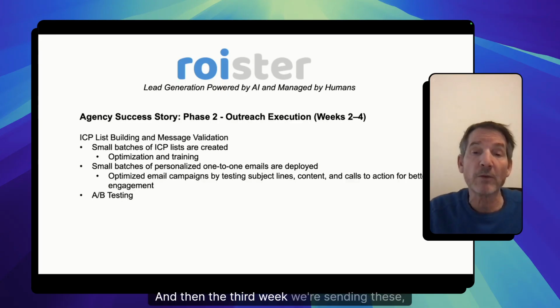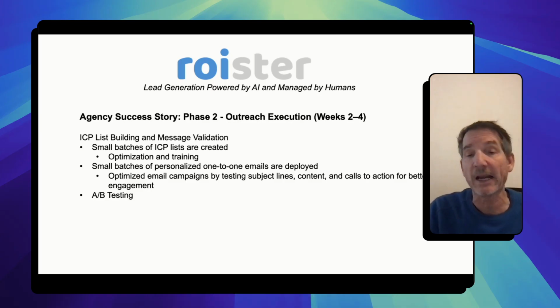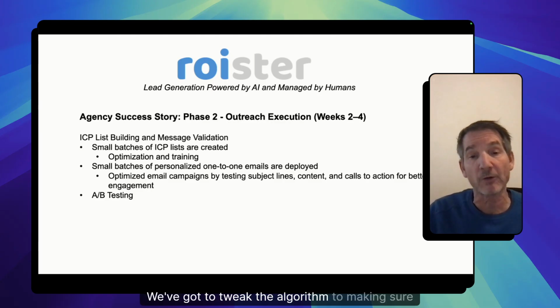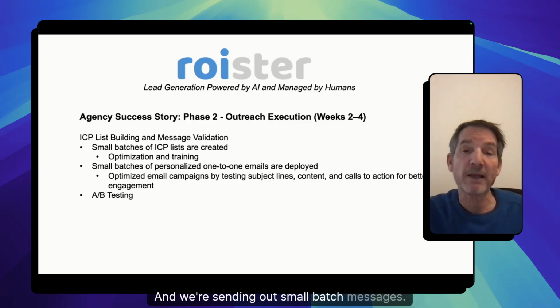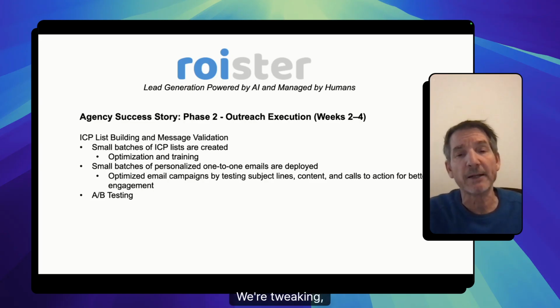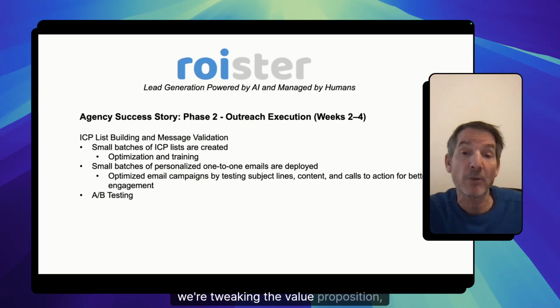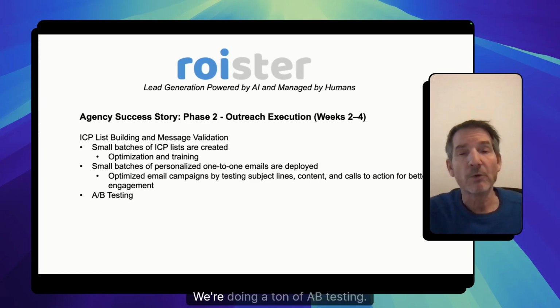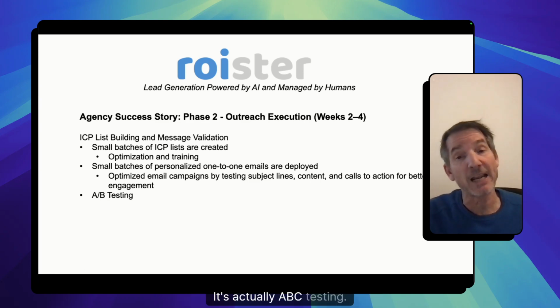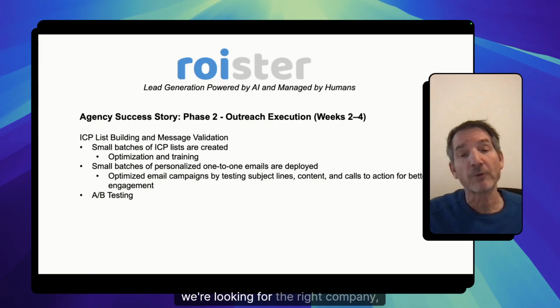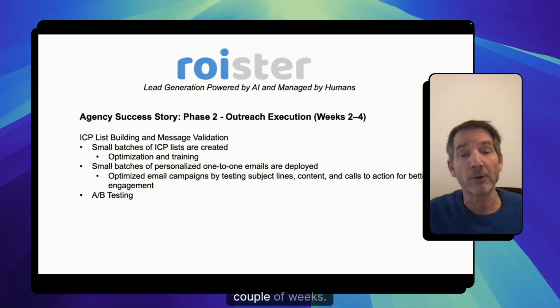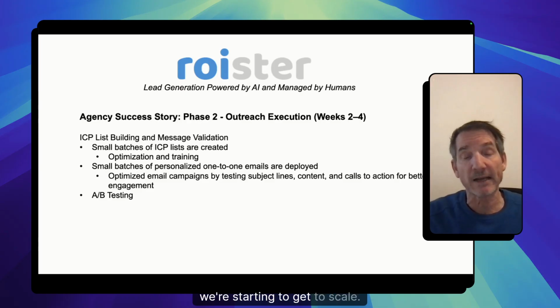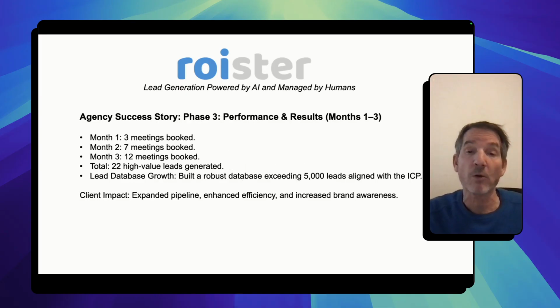And then the third week, we're sending our software out to build these small batch ICP lists. Again, it's an iterative process. We've got to tweak the algorithm to make sure we're getting the right company. And we're sending out small batch messages. They're coming back. We're tweaking the subject header. We're tweaking the value proposition. We're tweaking the message. We're doing a ton of A/B testing. It's actually ABC testing. Again, we're looking for the right company, the right person, the right message at the right time in the first couple of weeks. By about week 3, we're starting to get to scale. And in week 4, we're at scale.